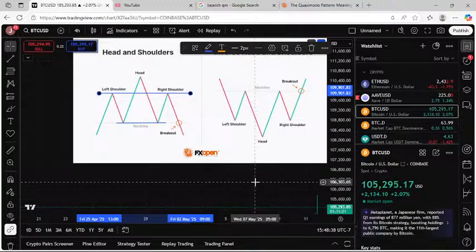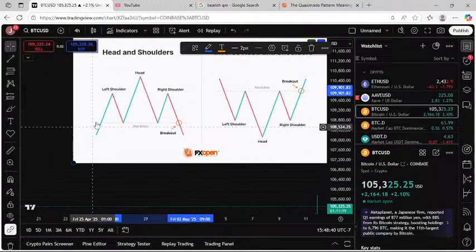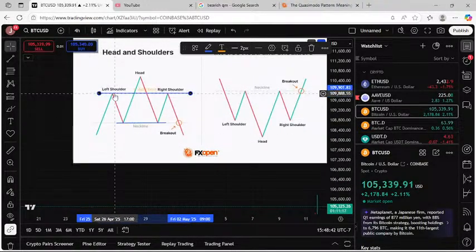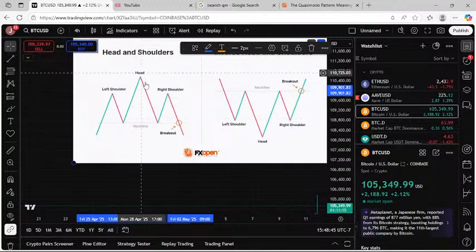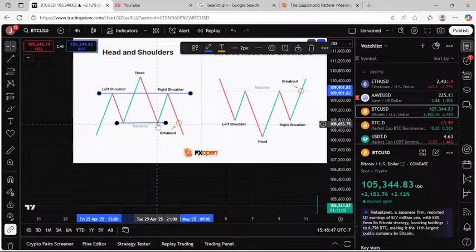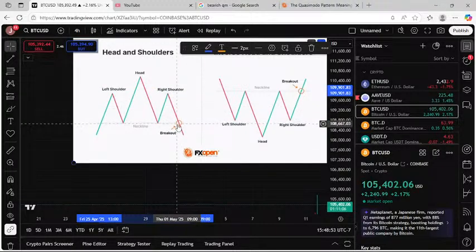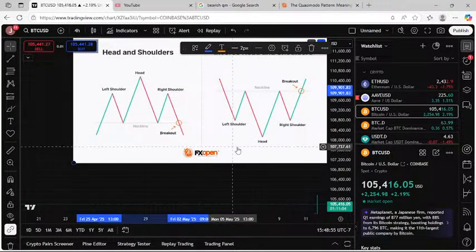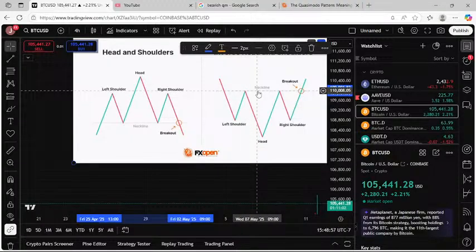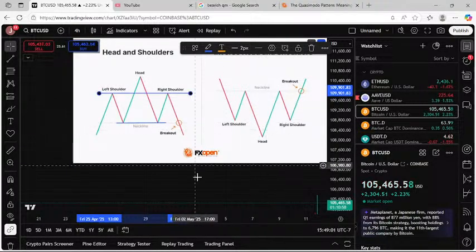So your neckline: you go up, you create your left shoulder, you come down, you come up, you only go back to the neckline. You go back up, you cap out at the same area as your previous shoulder, and then your breakout is down here, and that's what validates it. Same thing here with the inverse. Everything is even with the neckline, and the shoulders are the same height.